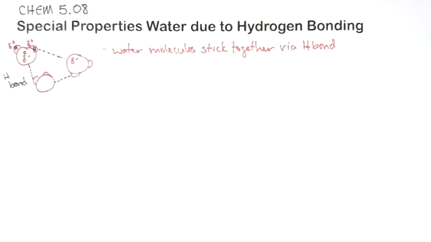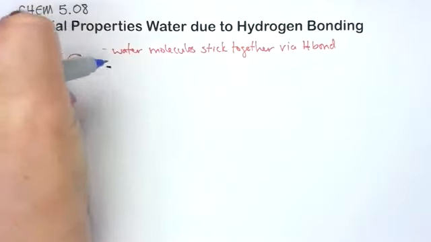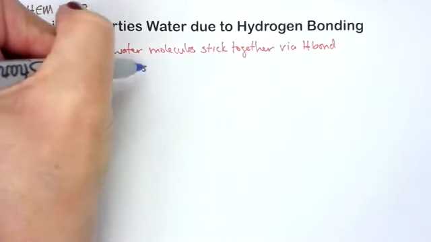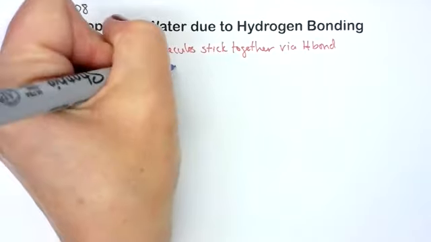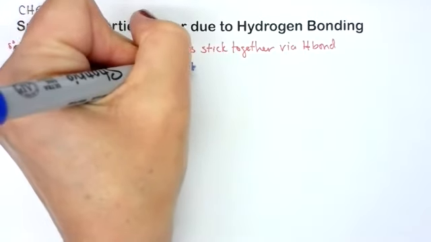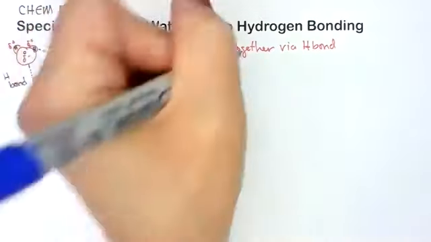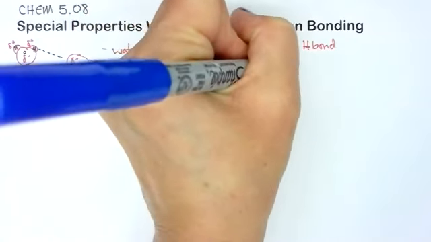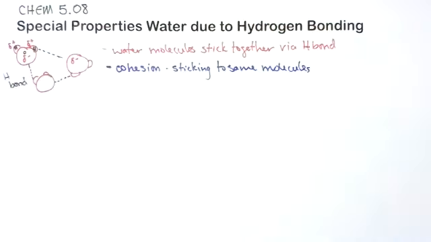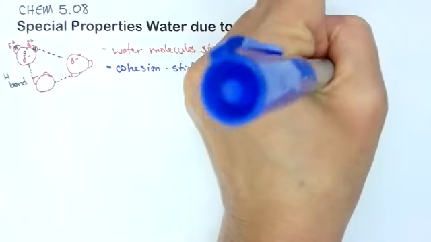So for example, what we call sticking to yourself is cohesion. A water molecule sticking to a water molecule is cohesion, sticking to the same molecules. And this gives rise to something called surface tension.